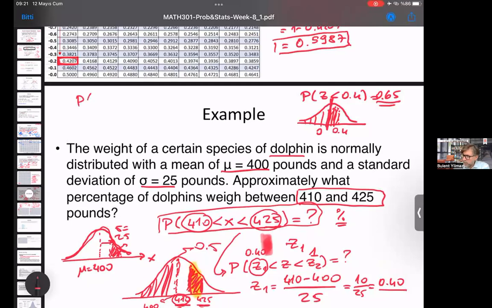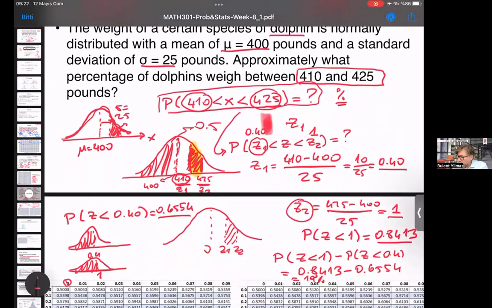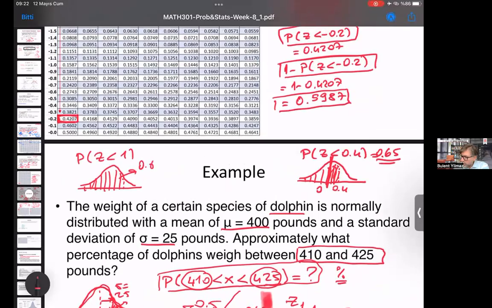If I say probability of z less than 1, it is going to be something like that, and it is going to be even larger, like 84%. So 0.84 is my area. How can I find the area between 1 and 0.4? It's going to be something like that. So probability of this minus probability of z less than 0.4 will give me probability of z between these two values. Is that clear enough, guys?